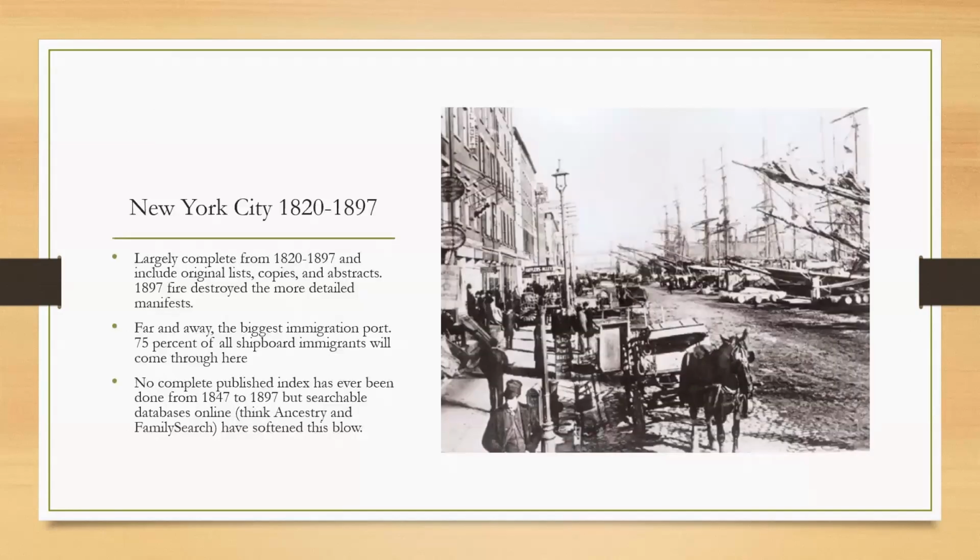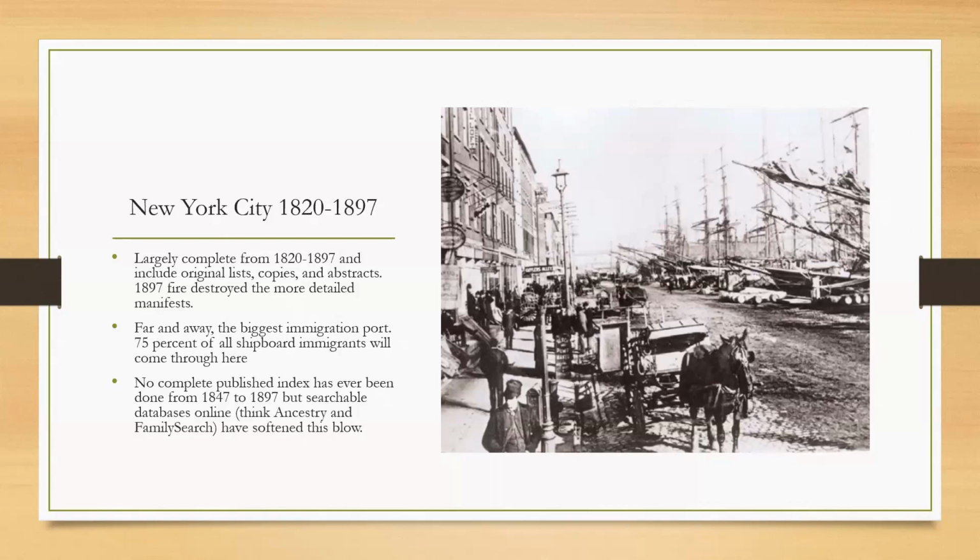So let's tackle the biggest one, New York City. Fortunately for us, New York City's custom passenger lists are largely complete. They include original lists, copies, and abstracts. Unfortunately, after the first version of Ellis Island opened, an 1897 fire destroyed far more detailed manifests that had been kept there, which is very unfortunate for us, but we take what we can get.